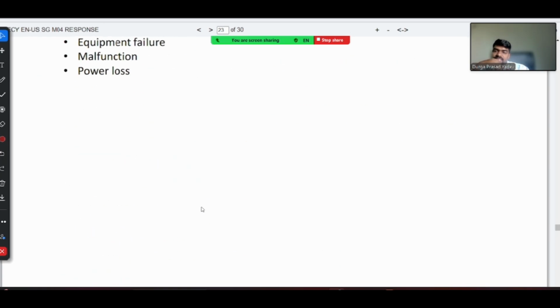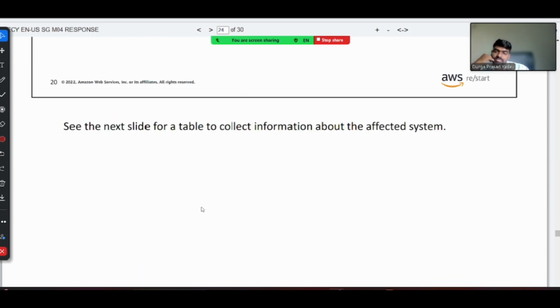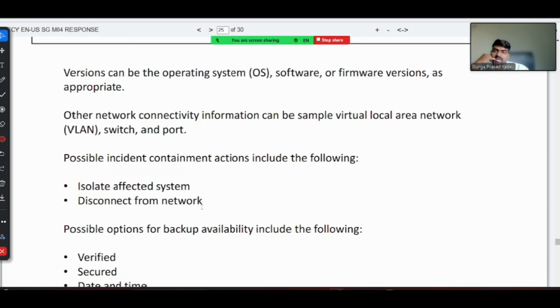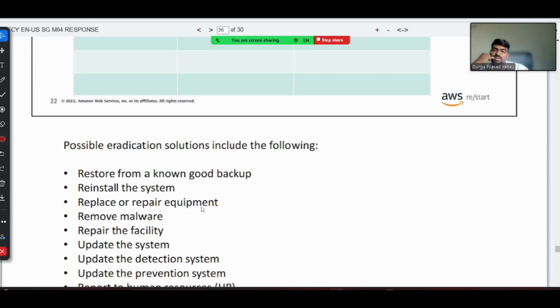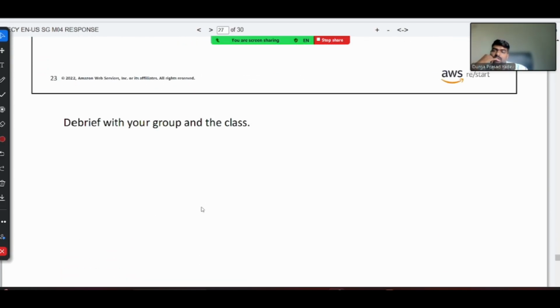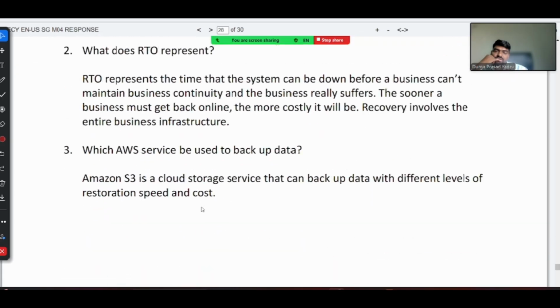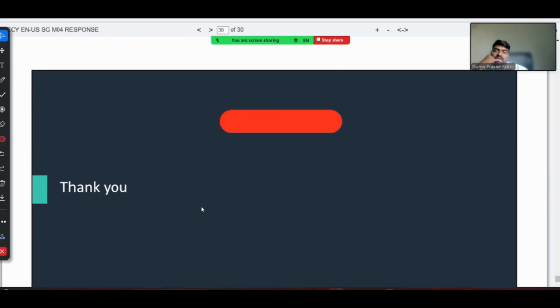And one more exercise has been given. Not only one, multiple exercises have been given. Activity 4, four activities have been given to you. And this is the end of the session.